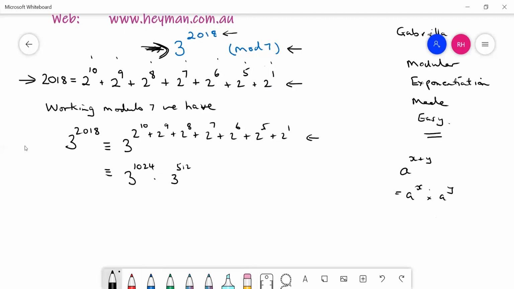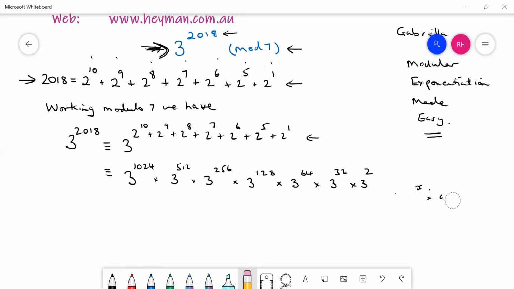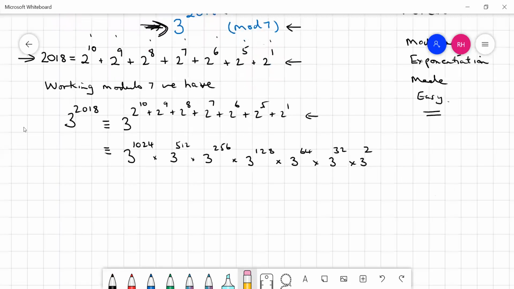We have to multiply. 3 to the power of 256. So that's 10, 9, 8. 2 to the 7 is 128. 2 to the 6 is 64. 2 to the 5 is 32. And then 2 to the 1 is 2. Okay. So I'm going a little bit roundabout. Once you get used to what I'm doing, you can do this in a little bit easier way.